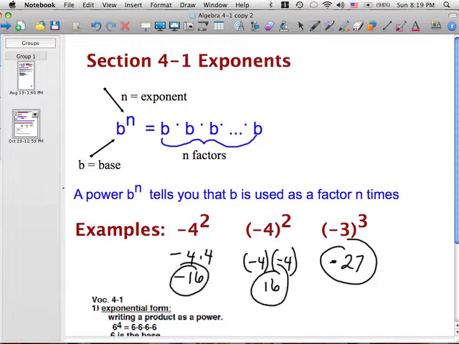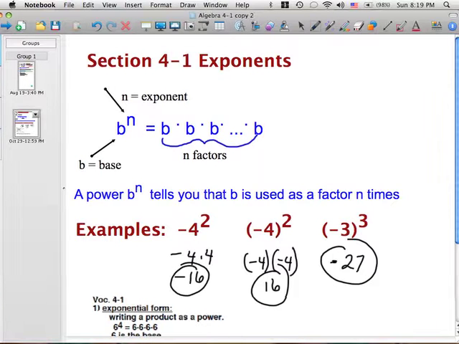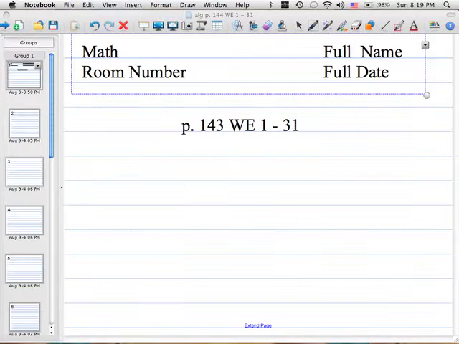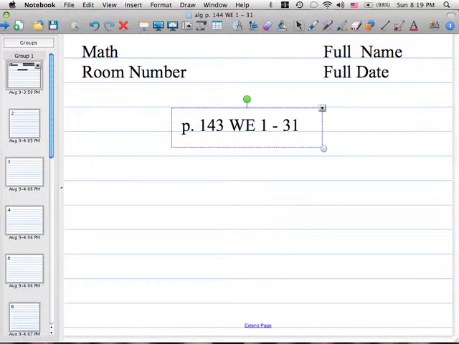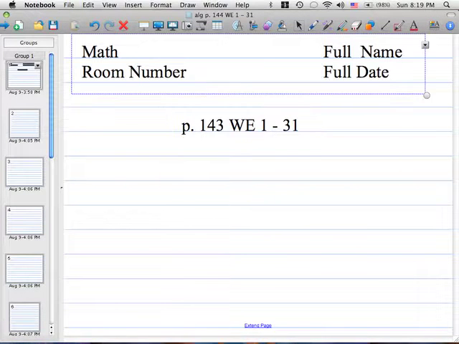And that's it for the explanation of the vocabulary, so you need to get your paper for your assignment ready and turn to page 1. I had 144 on the assignment. It actually starts on page 143. So head your paper, skip a line. You got page 143 written 1 to 31. Fold the paper in half.